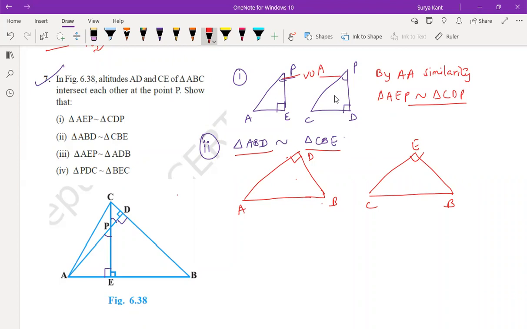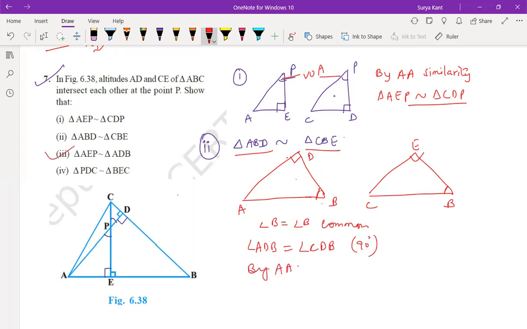Tell, Samarth. After this, what should you do? We got 90 degrees common, angles D and E, and angle B is common, so it will be similar by AA criteria. Yeah, angle B is equal to angle B, common here, and angle ADB is equal to angle CEB, 90 degrees. So by AA similarity, the second part also is proved.